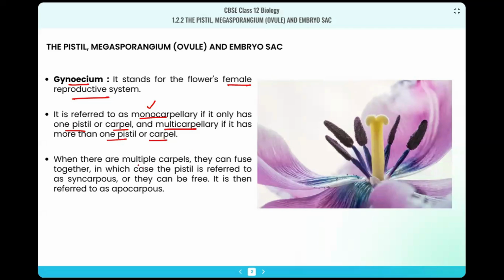Now, when there are multiple carpels, they can fuse together, in which case the pistil is referred to as syncarpous. So again, we are going to learn two different terms, that is syncarpous and apocarpous. In case of multiple carpels, if they are fused together, then it is called syncarpous, and if they are free, then it is called apocarpous.